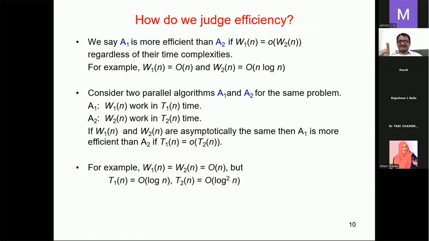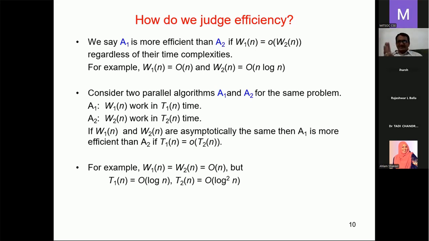We say that A1 is more efficient than A2. What is A? A is my algorithm. So we say that A1 is more efficient than A2 if W1 of n can be represented as some function of W2 of n, regardless of their time complexity. What is W? Work complexity. For example, W1 of n is equal to order of n and W2 of n is equal to order of n log n. Are you agreed with me?